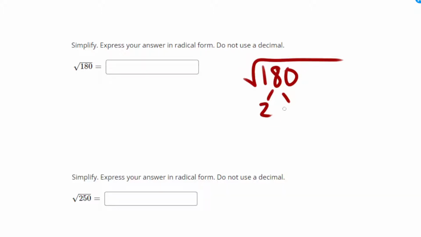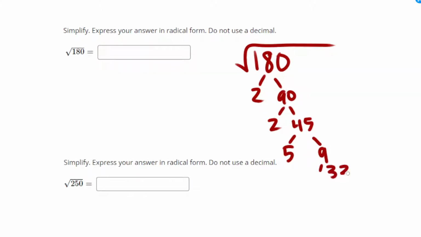So 180, 2 and 90, 2 and 45, 5 and 9, and then 3 and 3. So now you look at the index. If there's nothing in that slot, like there is in this problem, then the index is a 2. It's an implied 2. If it was a 3, we'd be doing about the same thing, but we'd be looking for pairs of 3 instead of pairs of 2. So we're going to look for pairs of 2 since the index is 2. So here's 2 2s, here's 2 3s, and we only have 1 5.